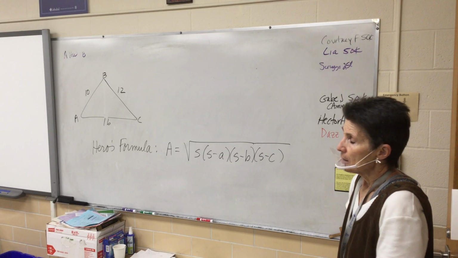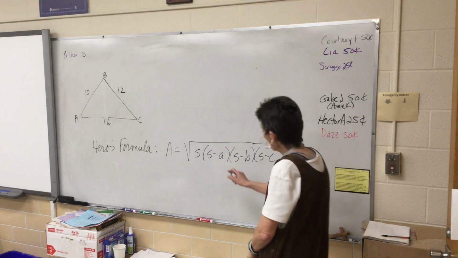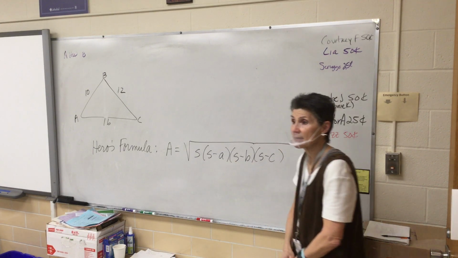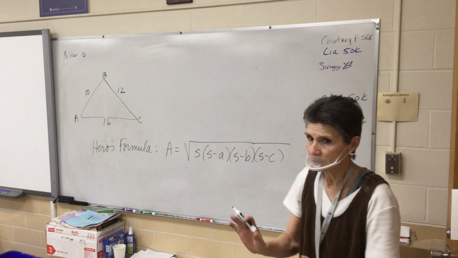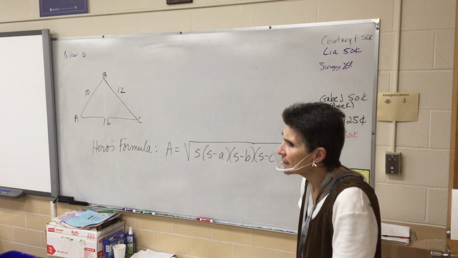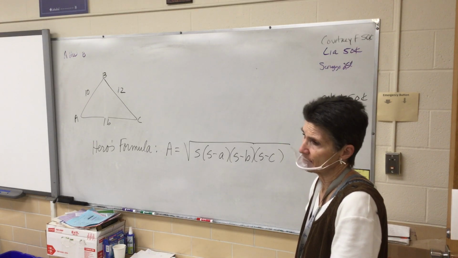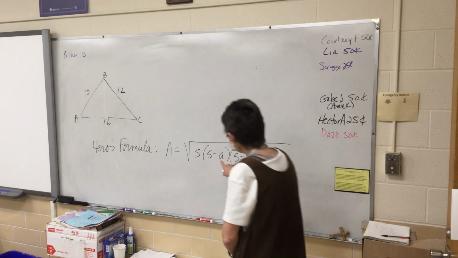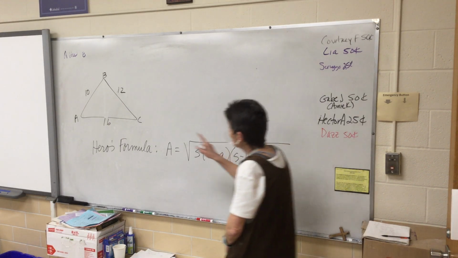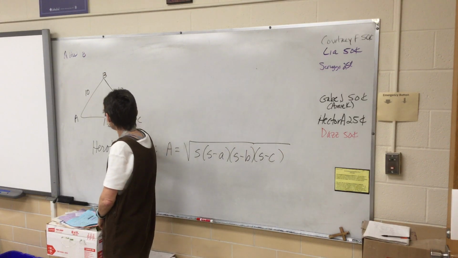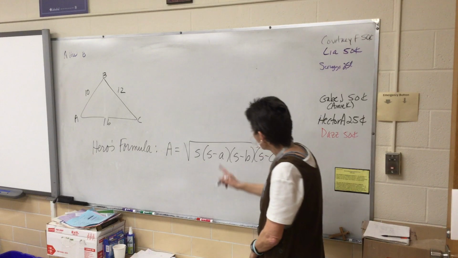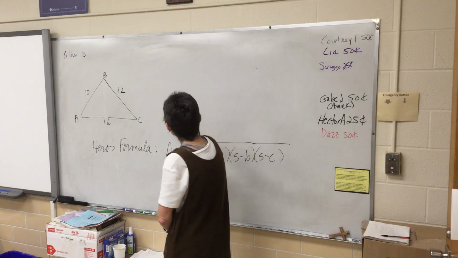Now, you already know what the little a, little b, and little c stand for. In triangle land, what do the lowercase letters stand for? The sides. So this is side A, side B, and side C, which we know. We have 10, 12, and 16, right? As the sides.